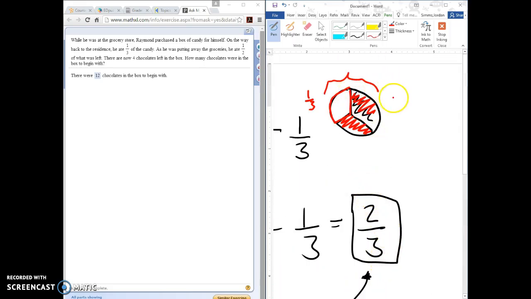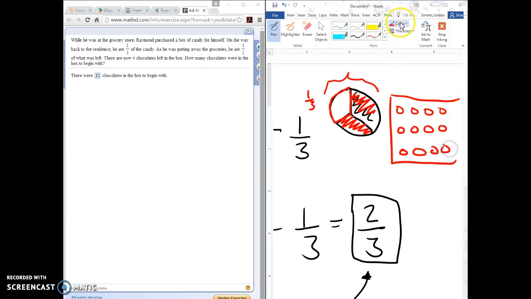If you're starting with 12 chocolates, let's just draw, we could draw 12 chocolates pretty quick. I'll draw them in groups of 3. Okay? Got 12 chocolates. So again, he ate 1/3 right off the bat. Then he ate half of what was left. So that was another third, and we're left with 4 chocolates left.